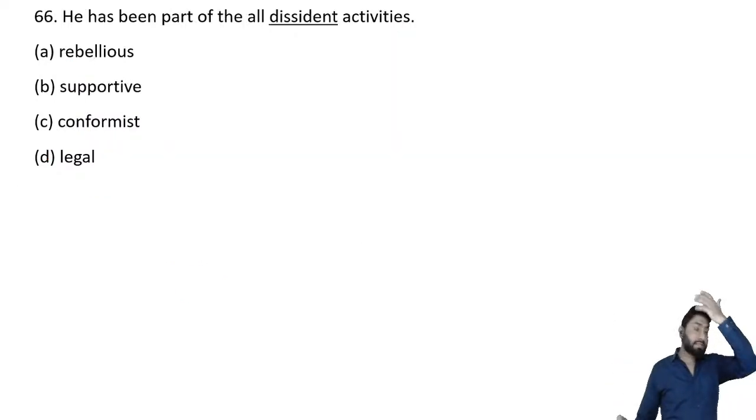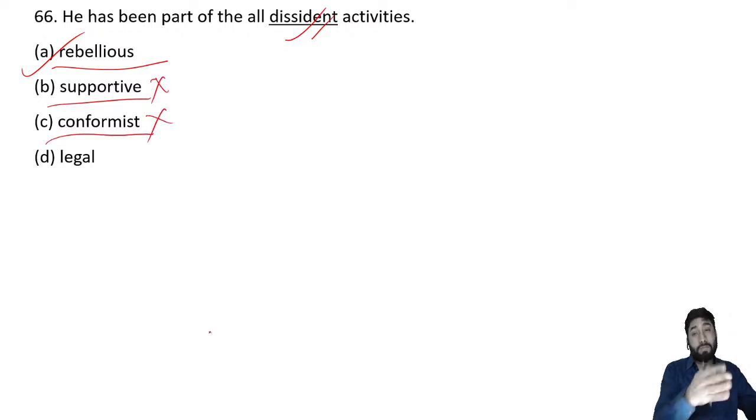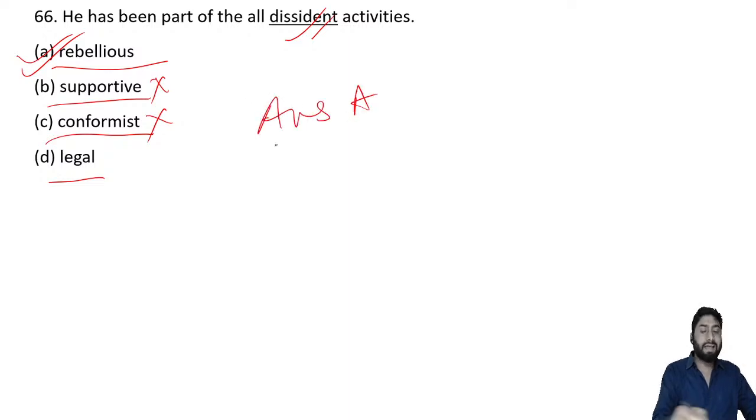Move to the next, and that is: he has been part of all dissident activities. See, dissident, right? Dissident is someone who is not happy. Check, for now all the words are the same. Rebellious, supportive, conformist, legal. Anyway, dissident is someone who's not happy with some decision. Dissident activities: somebody not happy, and he's taking some rebellious attitude. Rebellious is the synonymous word. Supportive would be the opposite. Conformist would also be the opposite. Conform means you conform with something or some decision, it means you go on and follow it. Legal again has no relation with this. Rebellious, that's the synonymous word. So the answer is A, right?